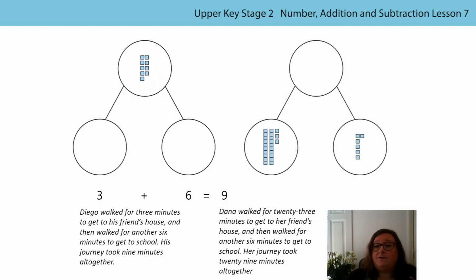Dana walks for 23 minutes to get to her friend's house, and then another 6 minutes to get to school. What does this represent? That's right, this represents Dana's journey to her friend's house, and this 6 represents her journey to school. What represents Dana's total journey time? That's right, both parts here. Altogether, Dana's journey takes 29 minutes.